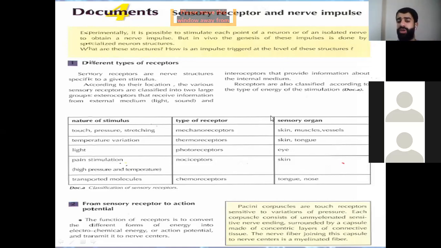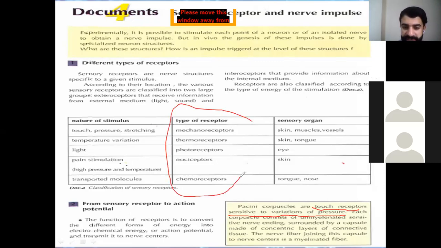An example about this is the Pacini corpuscles. Pacini corpuscles are touch receptors that are sensitive to the variation of the pressure. If I asked you how you can classify the Pacini corpuscle according to the type of receptors found here, who can tell me which type of receptor the Pacini corpuscle is?